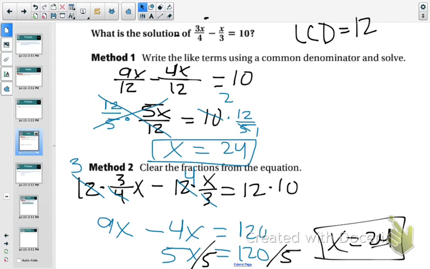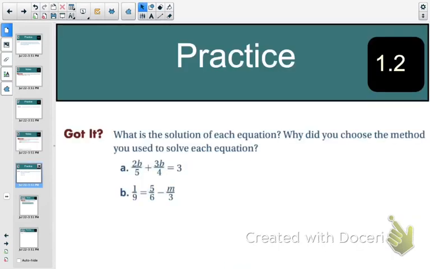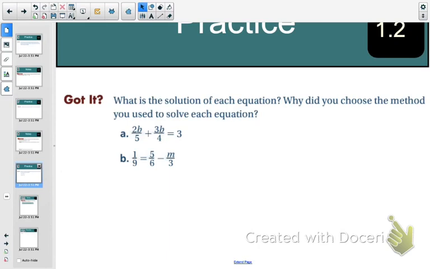So either way, you can get the common denominator and solve, or you can clear out the fractions by multiplying by the common denominator. Alright, so I want you to do both of these problems. I want you to do one of them using the common denominators, and then clear the fractions on the other one. So go ahead and pause this in 3, 2, 1, pause.